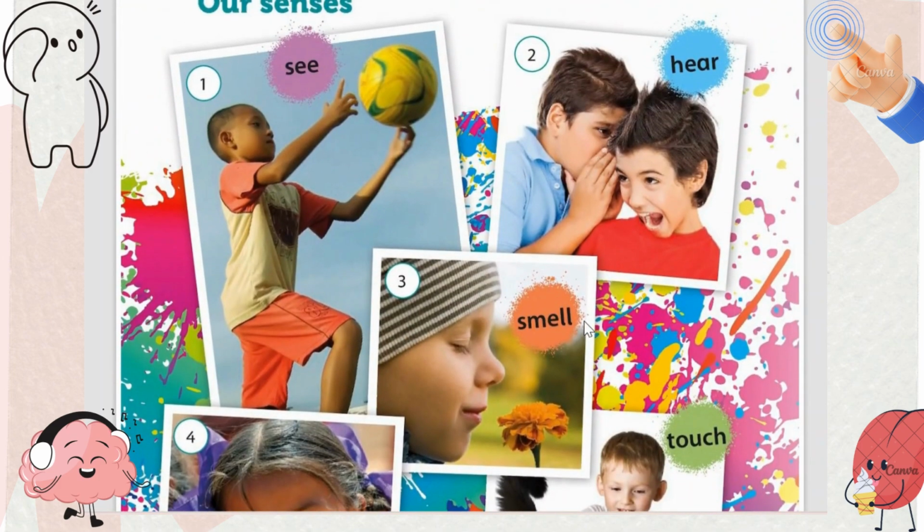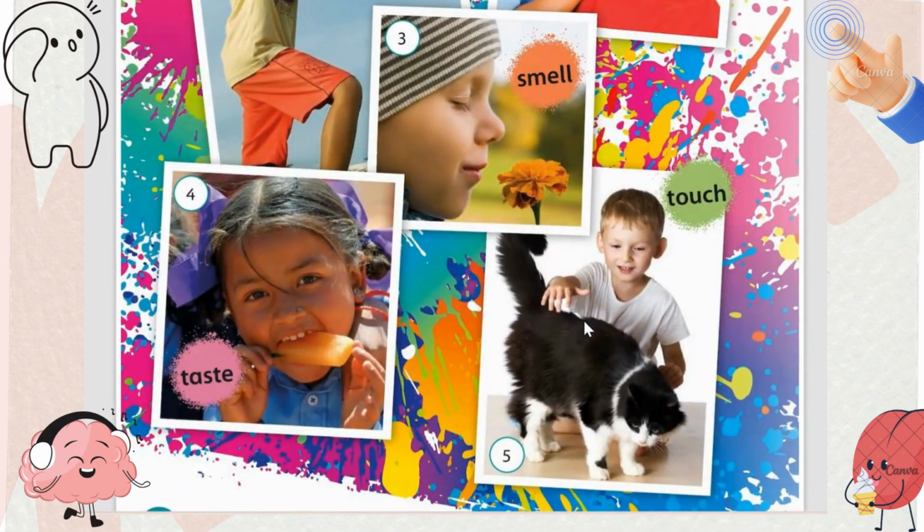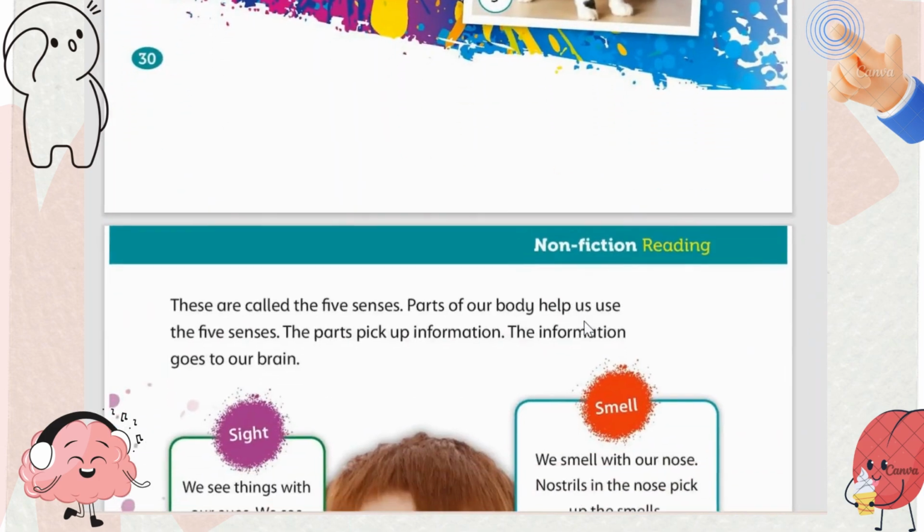So how many senses did we learn today? We learned 5 senses that are very important: see, hear, smell, taste, touch. Count with me on your fingers. We have 5 fingers, right? 1 finger, 1 sense. We see through our eyes. We hear through our ears. We smell through our nose. We taste through our tongue. And we touch through our hand. Very good. These are the 5 basic senses you have to remember, and try to remember the spellings also. Let's move on to the next thing.